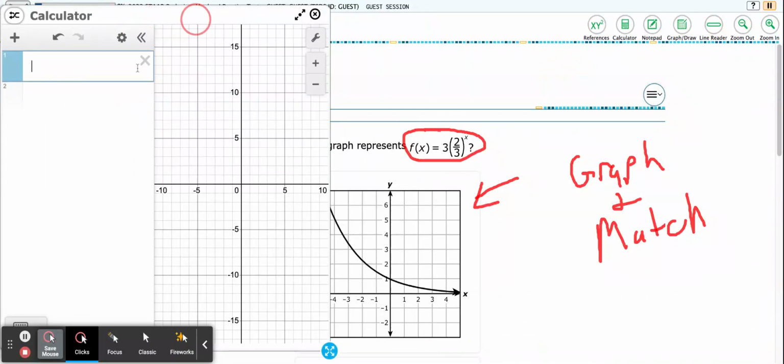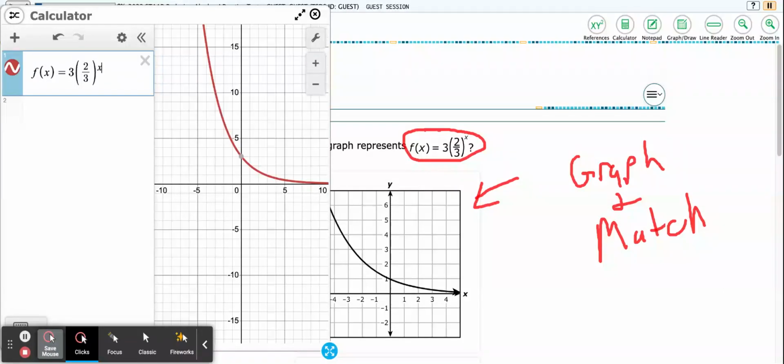I'm going to put in exactly what I see for my equation. So this says f parentheses x, and we say f of x, that's how we say that, equals 3 parentheses 2 divided by 3. That gives me my fraction. Arrow out, close those parentheses. Now the x is in the exponent. So to get an exponent, a shortcut is Shift 6, and I'm going to put my x there. Notice it gives me a graph.